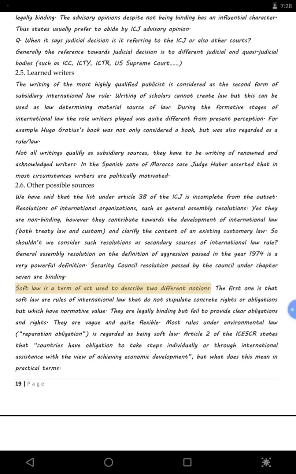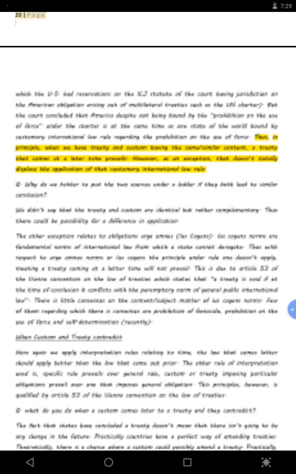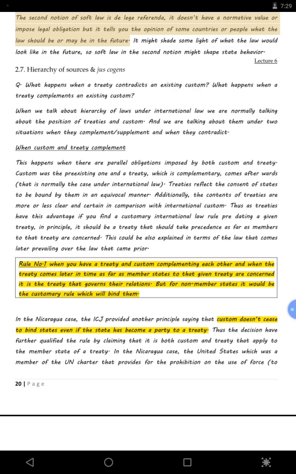Soft law is a term of art used to describe two different notions. The first one is that soft law are rules of international law that do not stipulate concrete rights or obligations but which have normative value. They are legally binding but fail to provide clear obligations and rights. They are vague and quite flexible. Most rules under environmental law, reparation obligation, are regarded as being soft law. Article 2 of the ICESCR states that countries have obligation to take steps individually or through international assistance with a view of achieving economic development, but what does this mean in practical terms? The second notion of soft law is de lege ferenda.